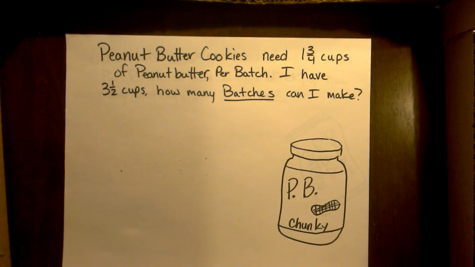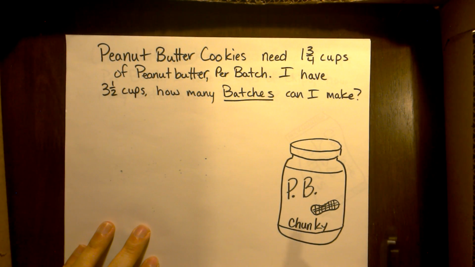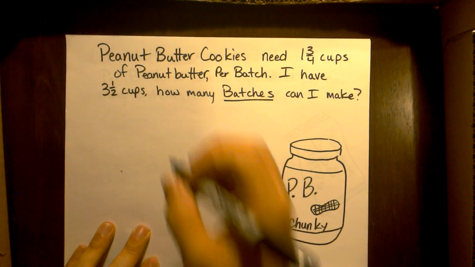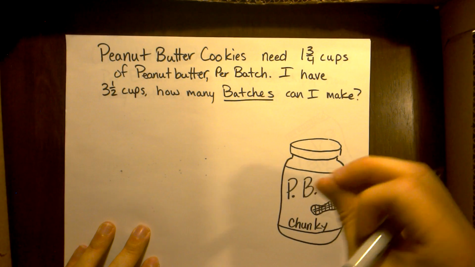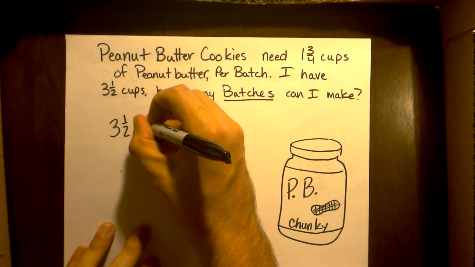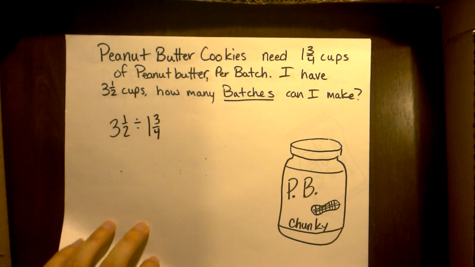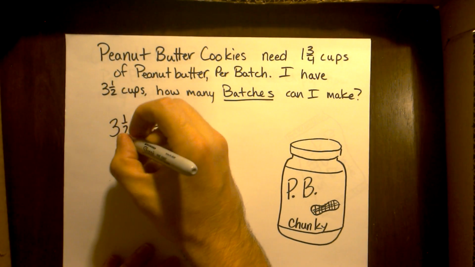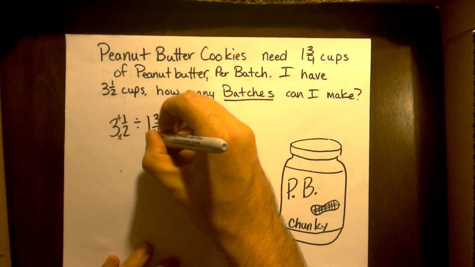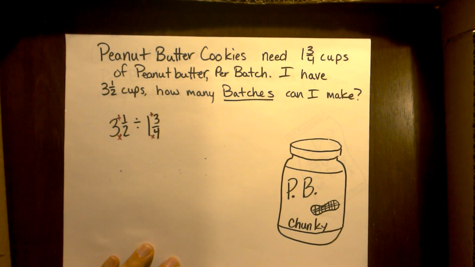Let's see how many peanut butter cookies I can make. The peanut butter recipe needs 1 3/4 cups of peanut butter per batch. I have 3 1/2 cups of peanut butter. How many batches can I make? Once again, I know I have a large amount that I'm splitting equally into small amounts. So I'm going to do 3 1/2 divided by 1 3/4. Once again, I have to do Texas math. I can't multiply or divide with mixed numbers.